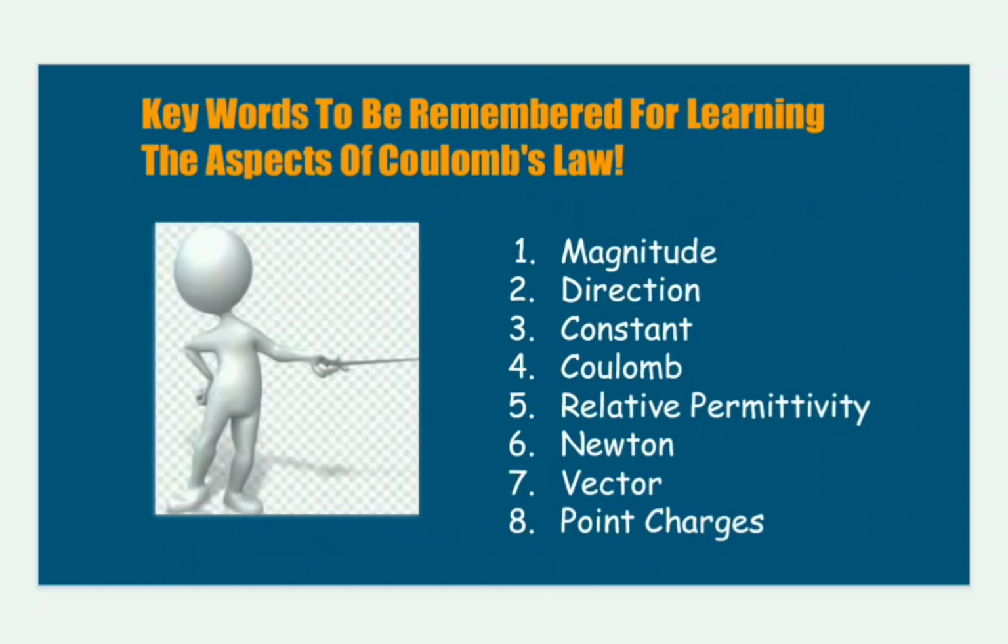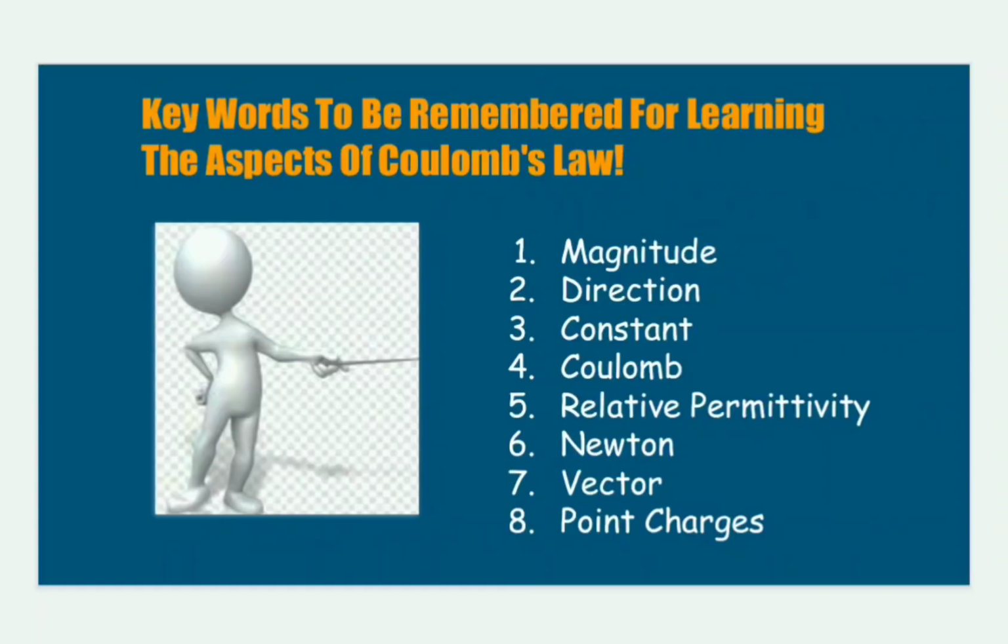We have another method also. Relate each point to a keyword. In each and every point you should remember a keyword, so you can easily remember the entire question. Here I have tried to do it for you. The first point explained the magnitude, the second point the direction, the third point the constant, and in the fourth point we discussed Coulomb, the definition of Coulomb. The fifth point, relative permittivity, and the sixth point, Newton. Remember the word Newton because we have compared Newton's law with Coulomb's law. In the seventh point we have discussed the vector form of Coulomb's law.